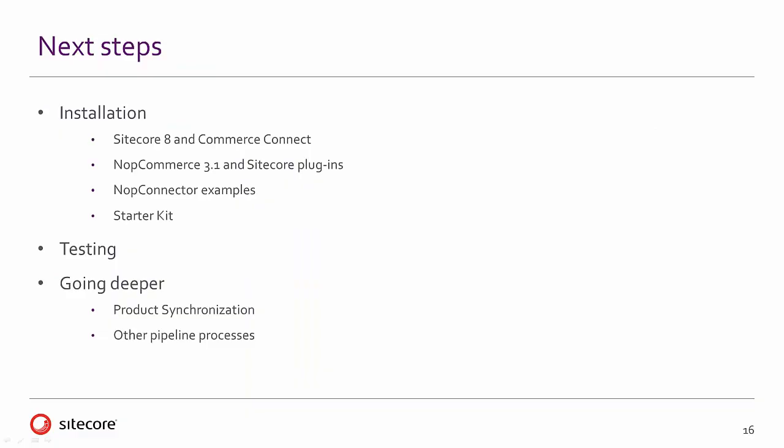So that concludes the introduction to Sitecore Commerce Connect. For next steps, we'll be going through installation, and this includes a number of sub-steps, including installing Sitecore 8 and Commerce Connect, installing NopCommerce 3.1 and the Sitecore plugins that are necessary for communication with Sitecore, the Nop connector examples. These are code examples that exist on the Sitecore side, and the starter kit, which is an MVC front end, so you can see what is actually installed and make sure your processes are all up and running. And then we'll go through a testing process, and then we'll go through a number of examples, including going deeper into a number of the various Commerce Connect processes, such as product synchronization.